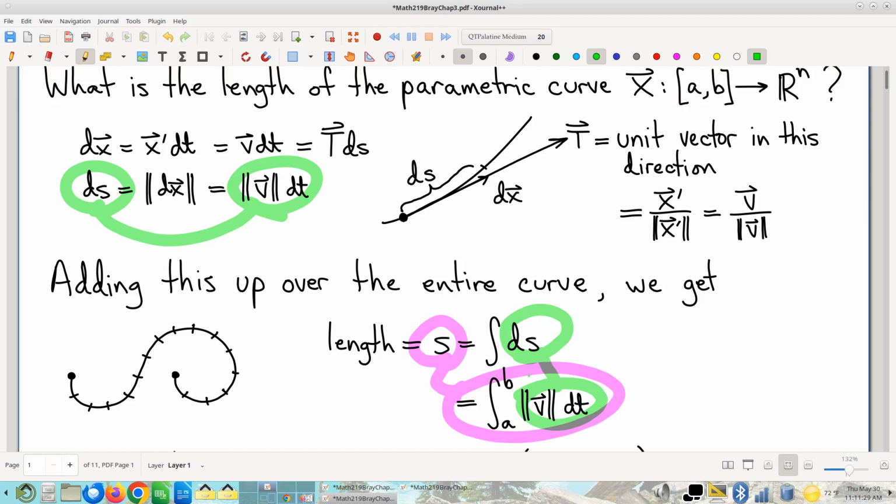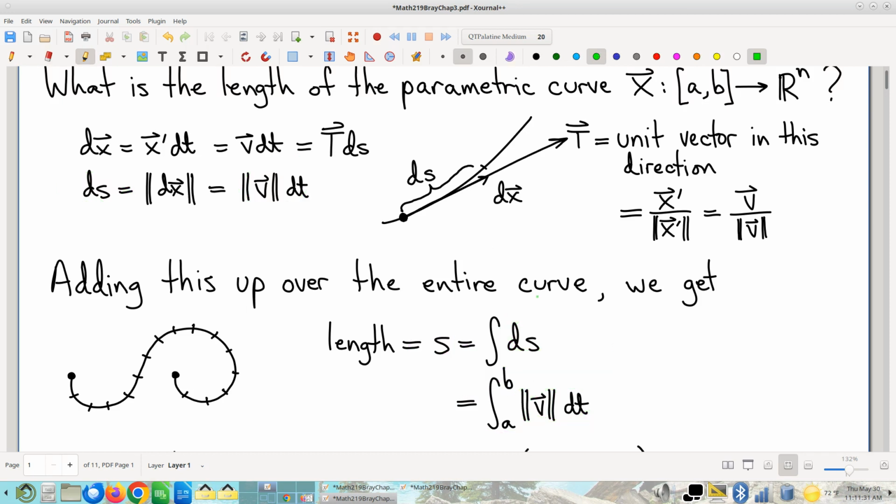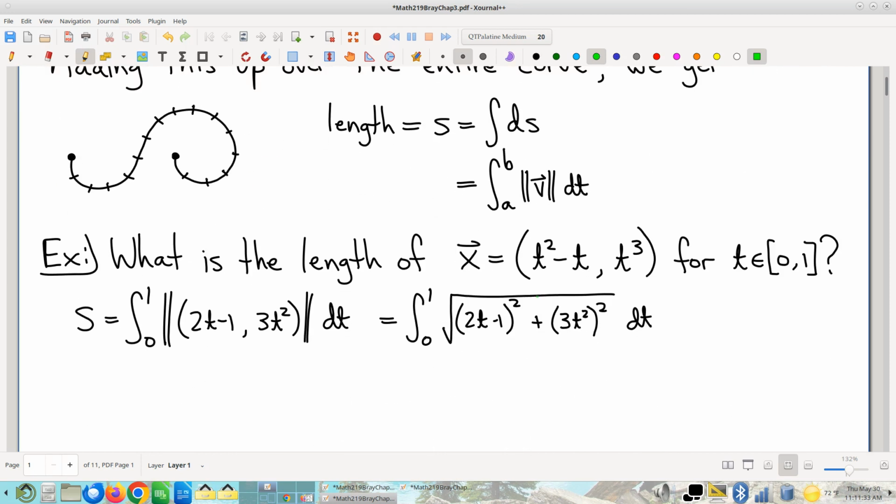Okay. All right, easy example. This is very plug and chug here, so I'll be super quick about it. Here's a parametric curve. Notice if I have position, I can compute velocity without too much trouble.